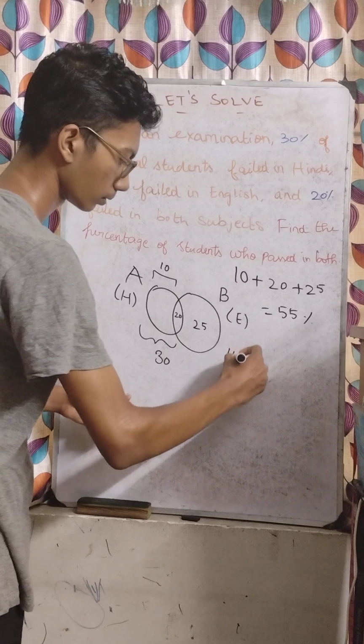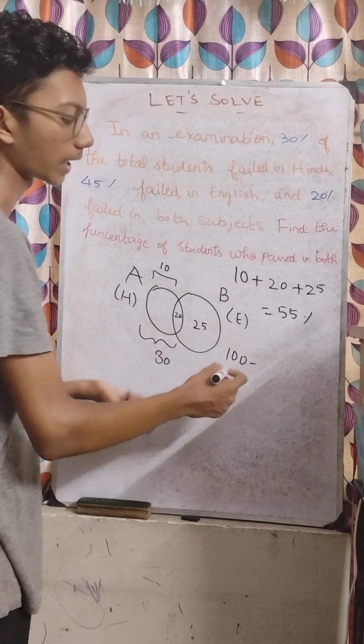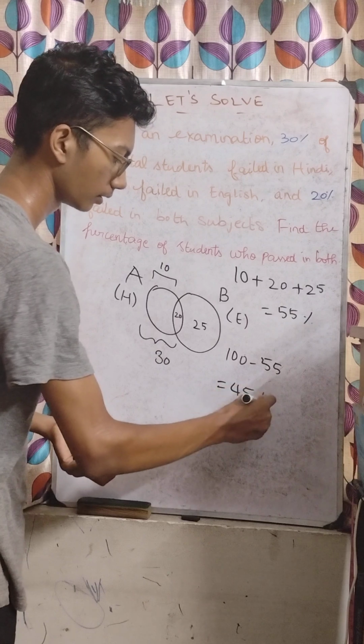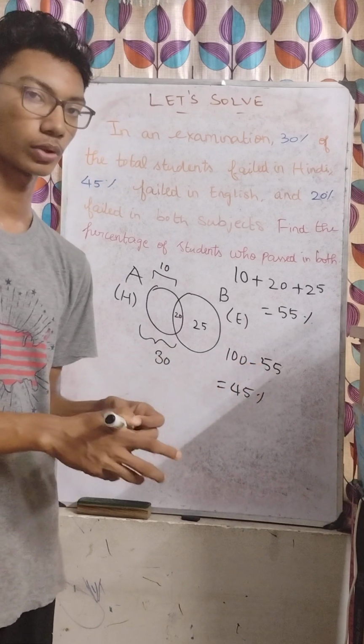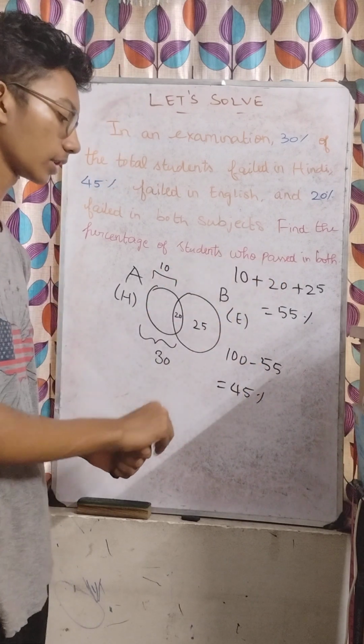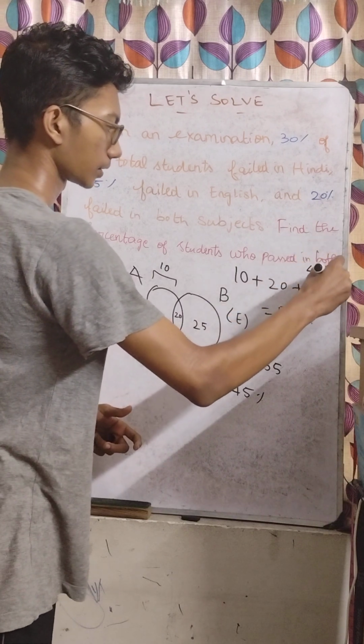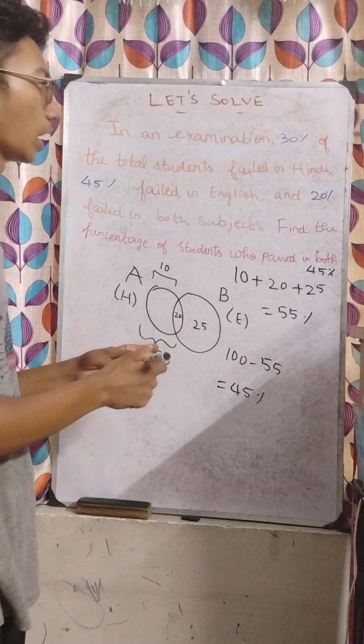If we have 100%, minus 55, we have 45. So 45% of the students have passed in both subjects. That's about this problem. The answer is 45% of the students have passed in both.